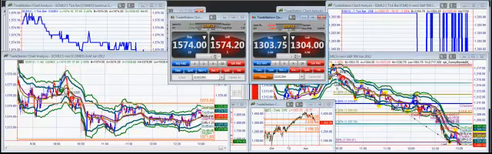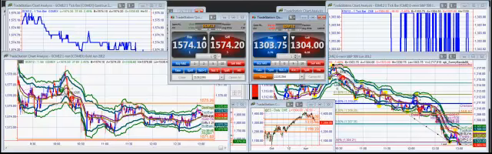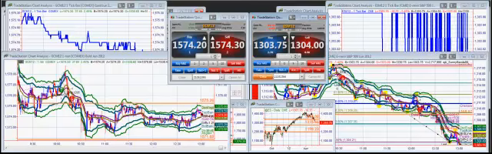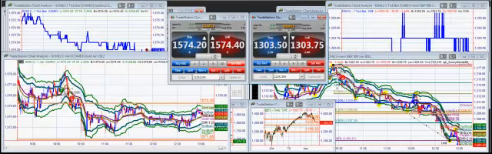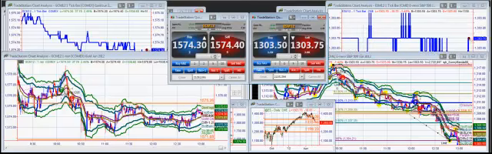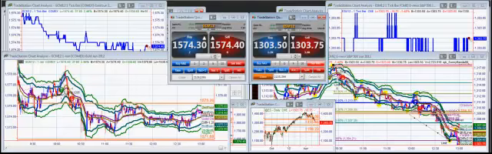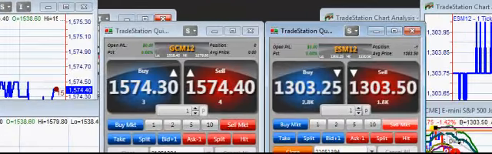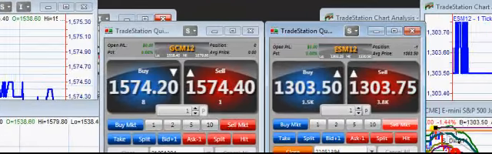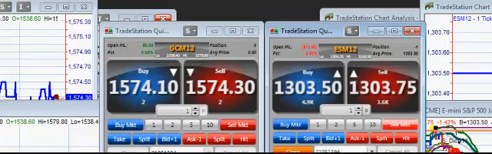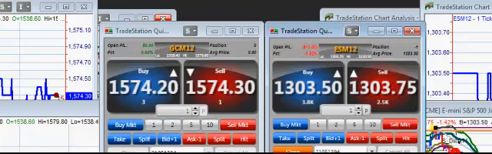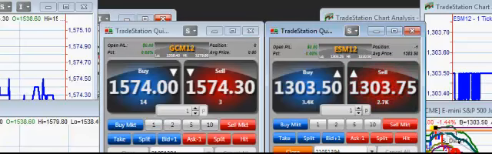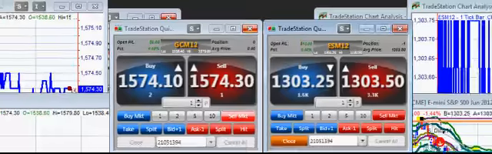In the middle of the chart you see the blue and red buttons. One on the left is for gold, the one on the right is for the EMini buy and sell. The order was just filled. Now we're in both, short in the gold contract and short in the EMini. 1303.50 is gold, 1303.75 is the EMini.